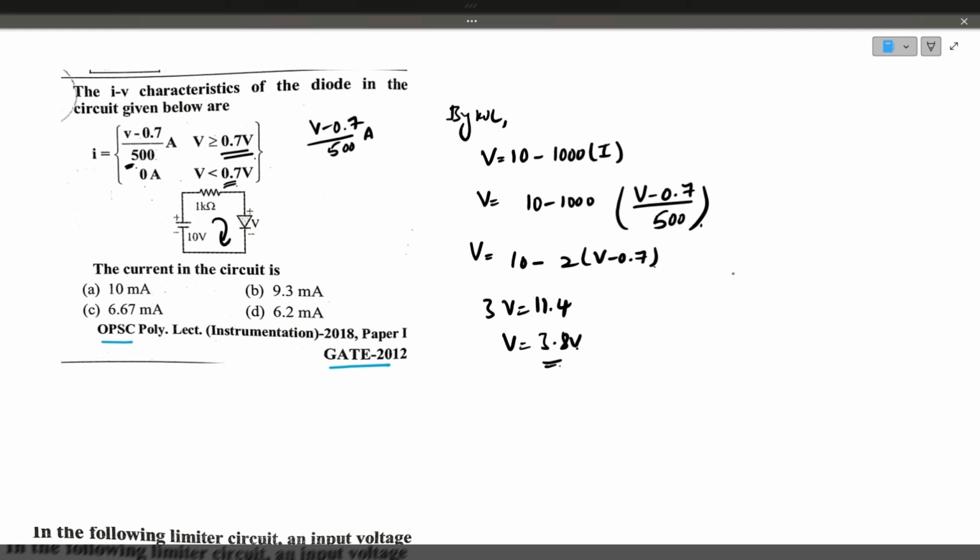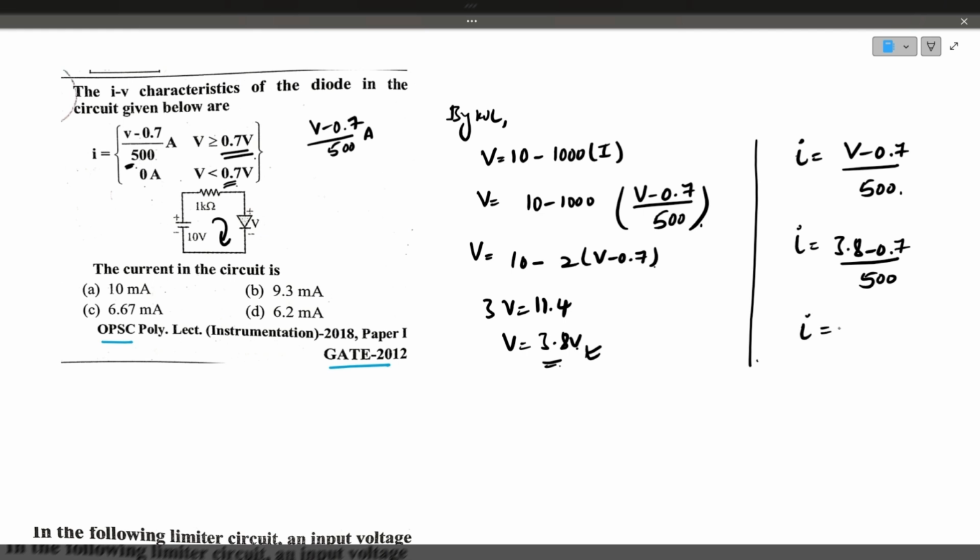Okay. Now you calculate the I value. Now I is given as (V minus 0.7) divided by 500. The question itself has given it. So V is 3.8 volts. Substitute here: (3.8 minus 0.7) divided by 500. You get I is equal to 6.2 milliamps. So the answer is option D.